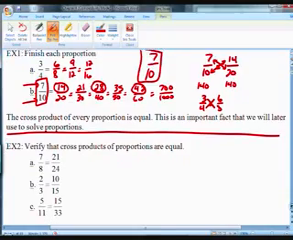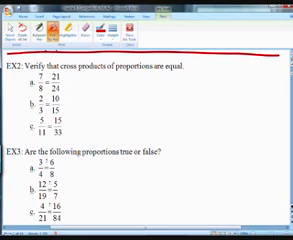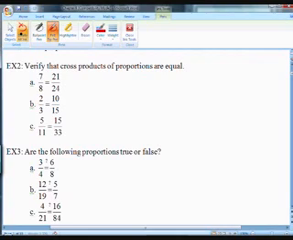Let's go down here to the bottom. Example 2 says verify that the cross products of the proportions are equal. These are proportions. How do I know they're proportions? Because they're fractions and they are equal. That's all a proportion is. So it says verify the cross products are equal. First off, 7 over 8, is that equal to 21 over 24? Why?